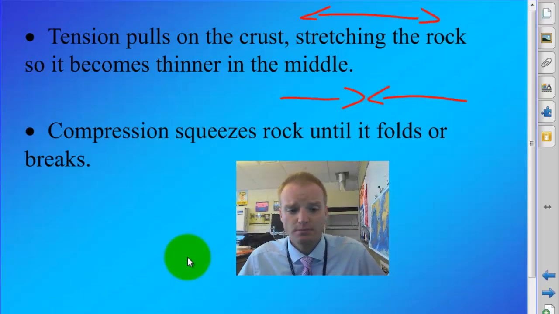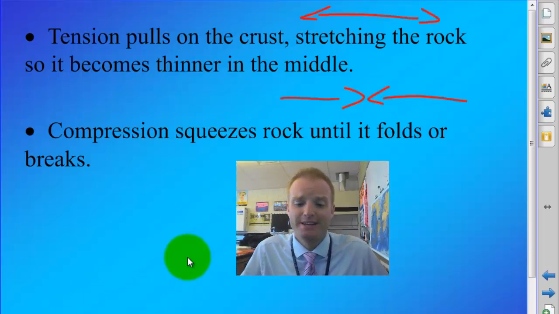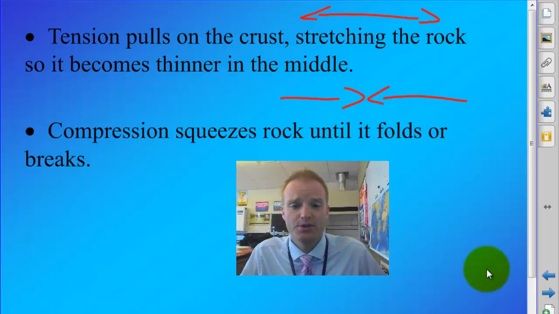Now, our last type there of stress is compression. This is when we squeeze rock together until it folds or breaks. So think about the convergent plate boundaries would be caused by this type of stress on the rock. So it's being pushed together. And depends on what type of crust you have. This could create mountains. It could create those deep ocean trenches. It depends on the type of crust. So those are our three types of stress. That's the first big idea from this chapter.